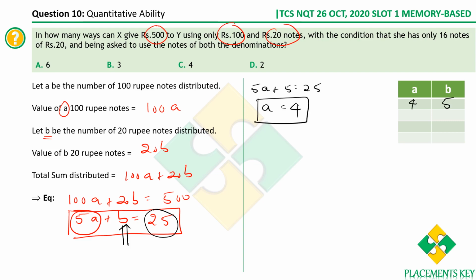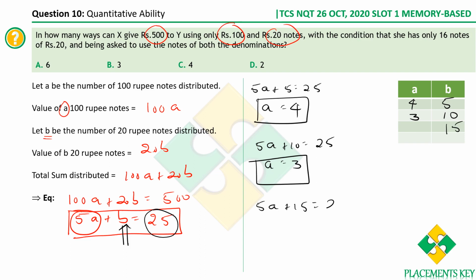Next, what is the next multiple of 5? It is 10. Therefore, if B is 10, 5A plus 10 is equal to 25, so you get A value as 3. Possible. What is the next multiple of 5? It is 15. So we get 5A plus 15 is equal to 25, so you get the value of A as 2. So this is also possible. Now, what is the next multiple of 5? It is 20.